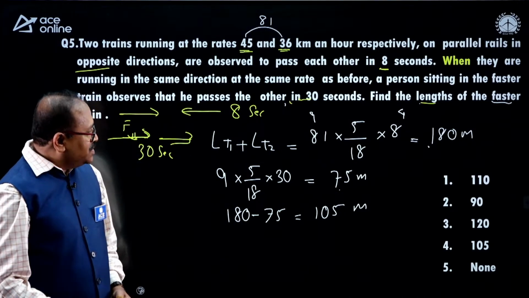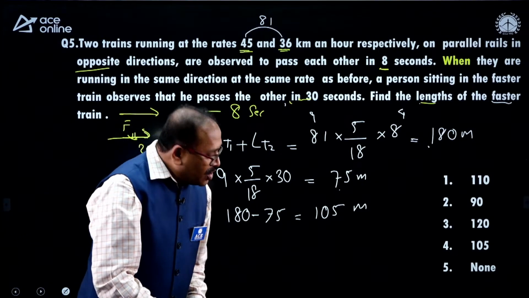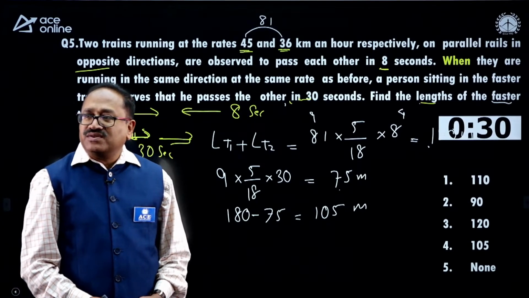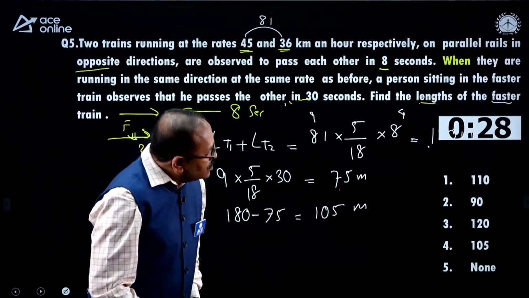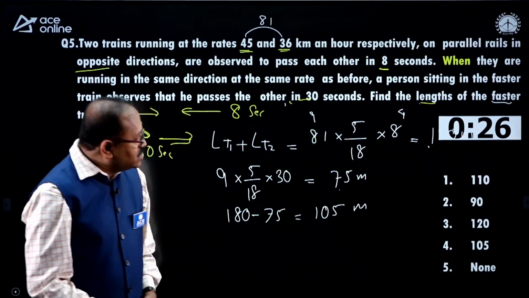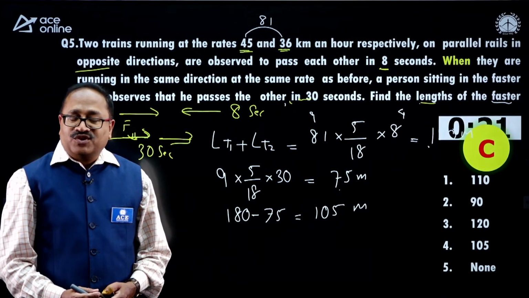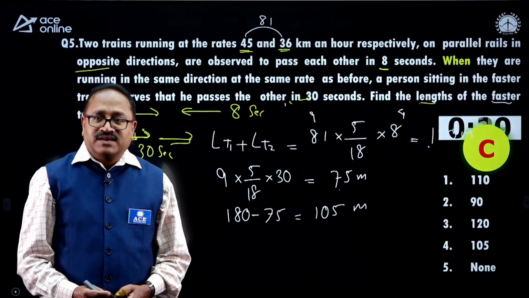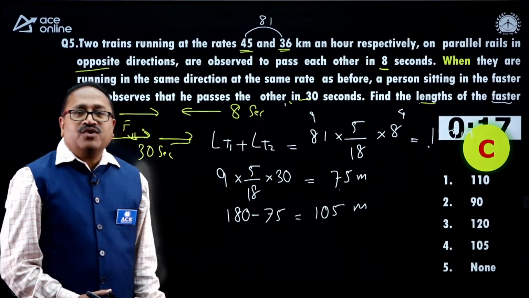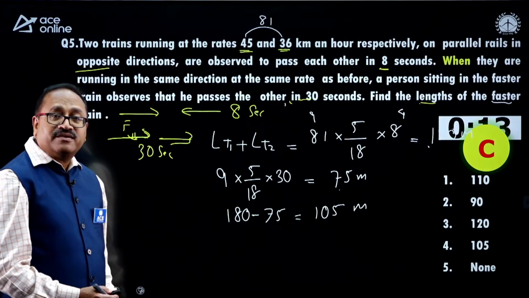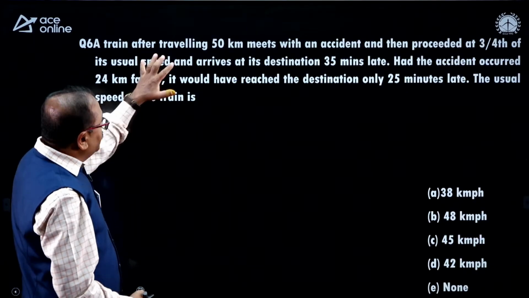Do we have any option here? 105, option choice 4. Okay, that's good, that's good. Someone is well responding. Your option choice is C. Hope you are understanding this. Okay. Now, I will be moving on to the next question. Are you ready here? Let's move on here.